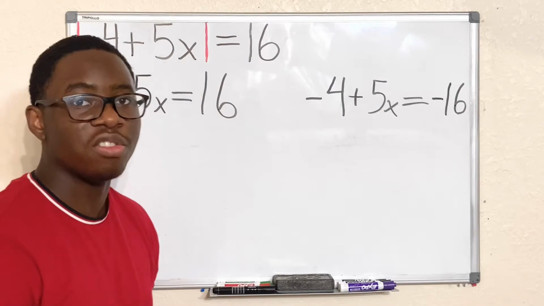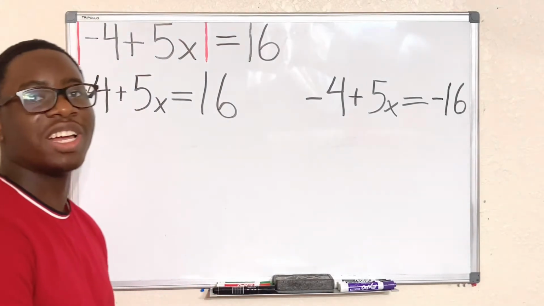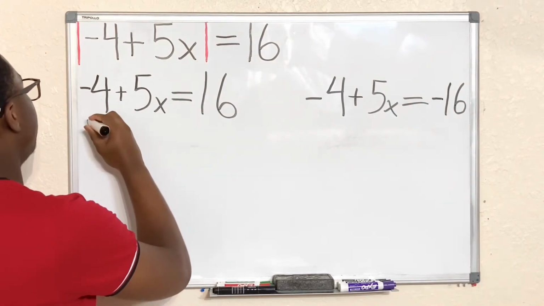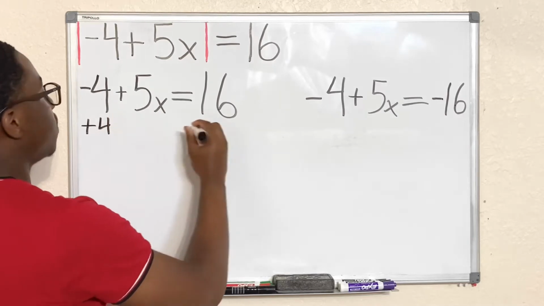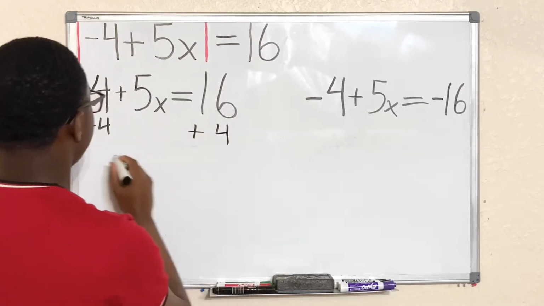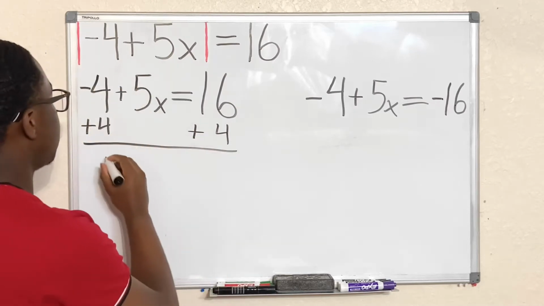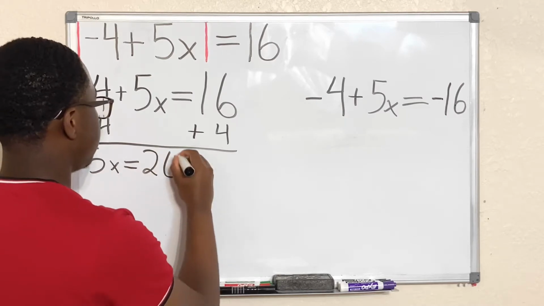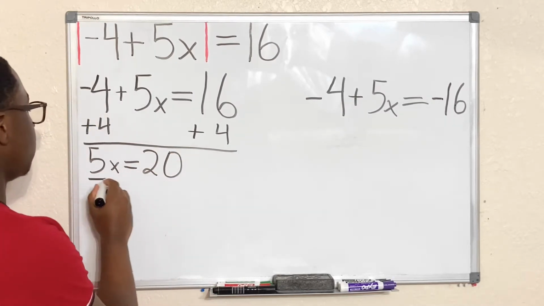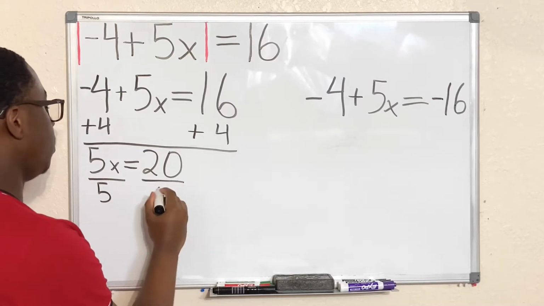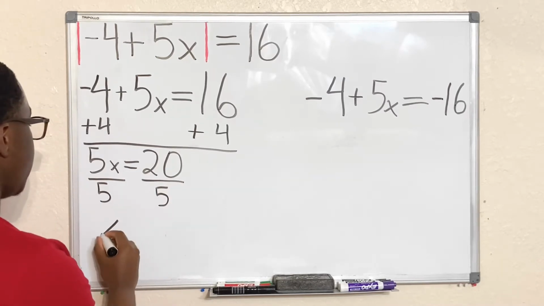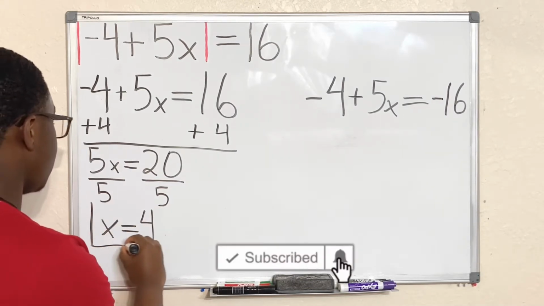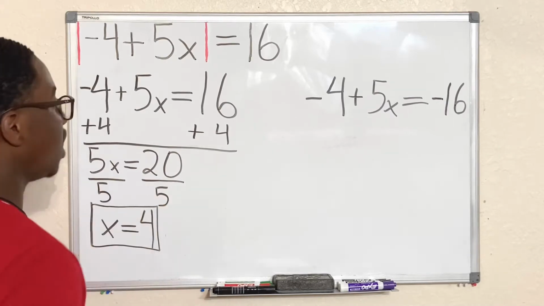If you need help with solving for x, I also have a video for that, so make sure you check it out. Now we're going to go ahead and get x by itself. We can do that by adding 4 to both sides. Plus 4, plus 4. So our -4 here cancels out. We're left with 5x is equal to 20. Divide 20 by 5, because remember, we're trying to get x by itself. So divide both sides by 5. You're left with x is equal to 4. So let's go ahead and box that in. X is equal to 4. That's one of the solutions.